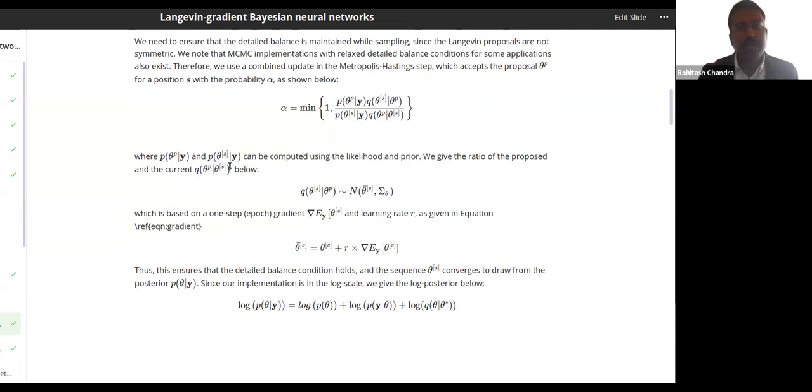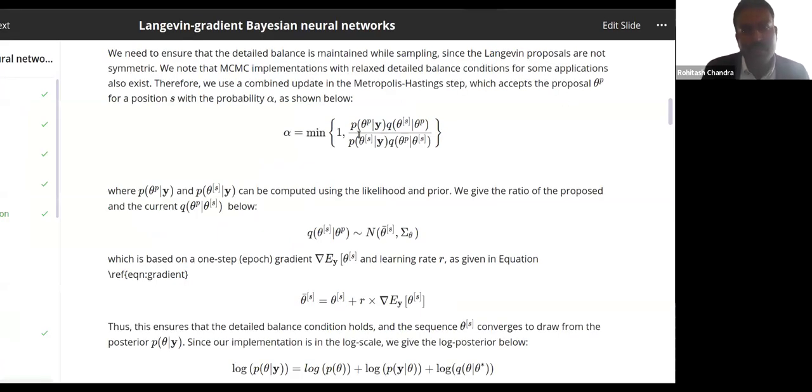Where P and S can be computed using the likelihood and the prior. Note that the superscript P in this theta actually refers to the proposal. P refers to the proposal, and S means current, where you are currently in the sample, in the chain. S is current. So that's what it means.